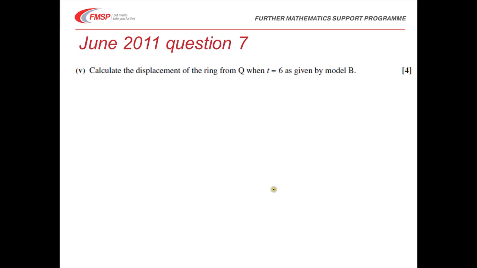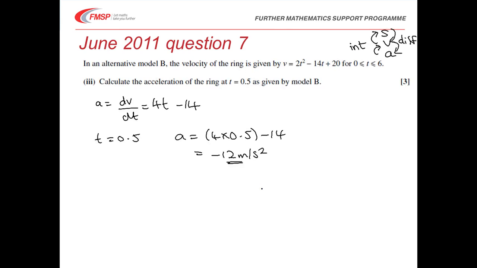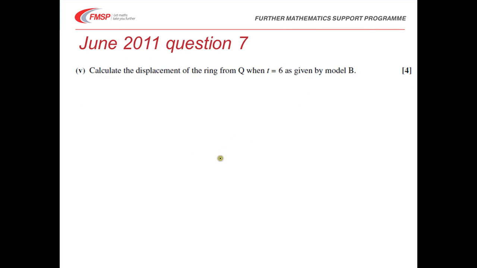Moving on to the final part of the question, we have to calculate the displacement of the ring when t equals 6. Now going back to what we were talking about earlier, if you know velocity and you want to know displacement, you need to integrate. And we know that we want the displacement from when t is 0 to when t is 6. So we can think about this as a definite integral from 0 to 6.